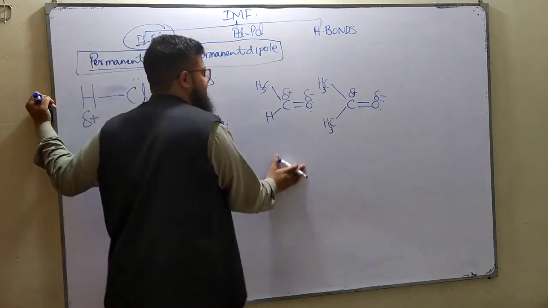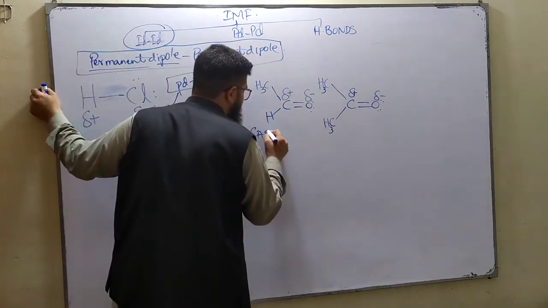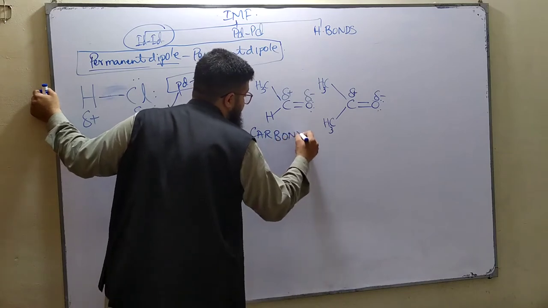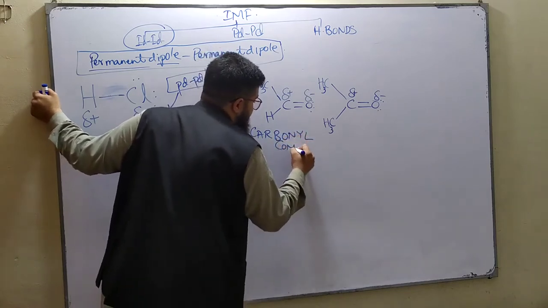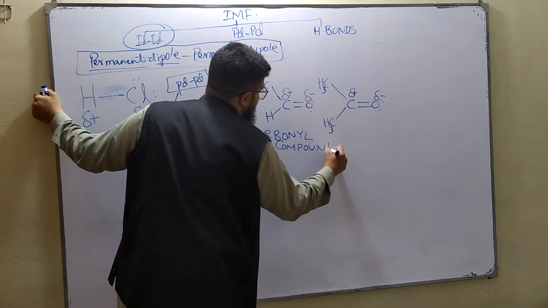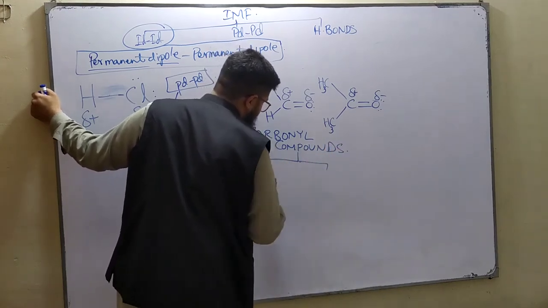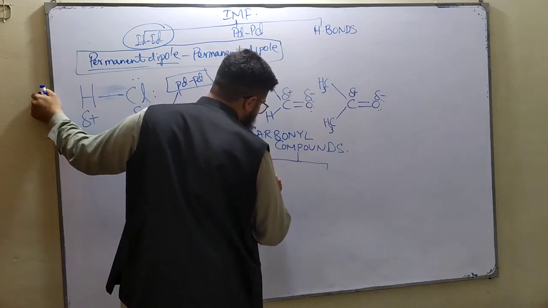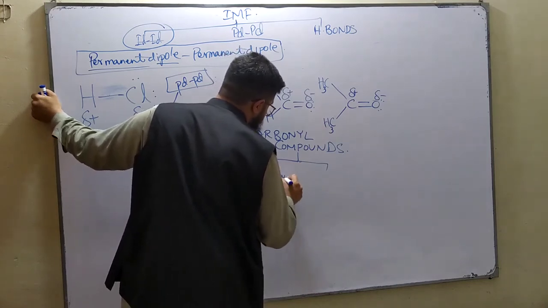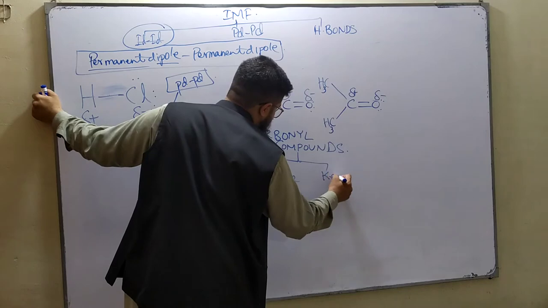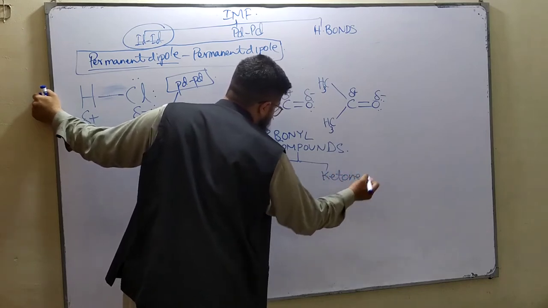The second classical example is seen in carbonyl compounds. What are carbonyl compounds, by the way? We'll be talking about them in detail when we do organic chemistry, but carbonyl compounds are basically of two main types in our syllabus. The first one is called aldehyde and the second one is called ketone. Aldehyde and ketone, just note this down for now. We'll be talking about this in detail later on.